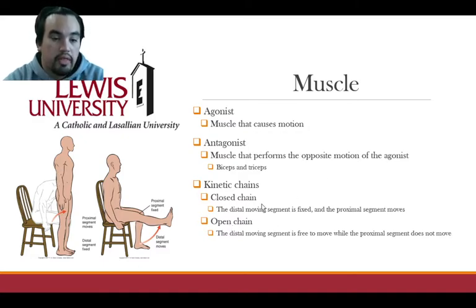Then once again, just a review, kinetic chains. Closed chains are where the distal moving segment is fixed and the proximal segment moves. If you're looking at sit to stand, my feet do not move. So in that squat or sit to stand, these feet are fixed and this part's moving, so that would be a closed chain. Open chain is when the distal segment moves and the proximal segment does not move, so that would be like a knee extension.